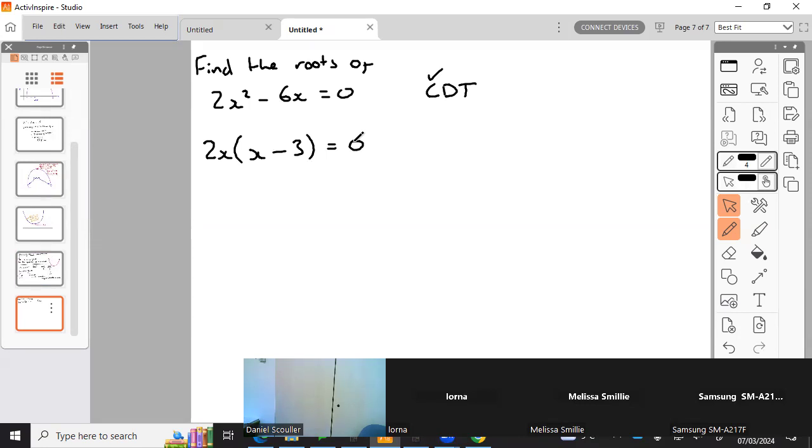Now to work out the roots of that equation, I take 2x to one side and the bracket to one side. 2x is equal to 0, x minus 3 is equal to 0. For x, 0 divided by 2 would just be 0. Moving the 3 over to the other side would give us positive 3.